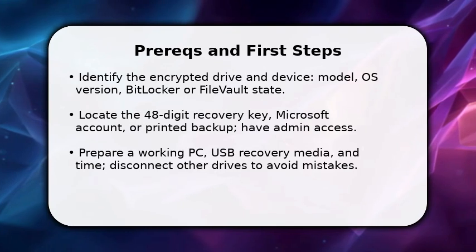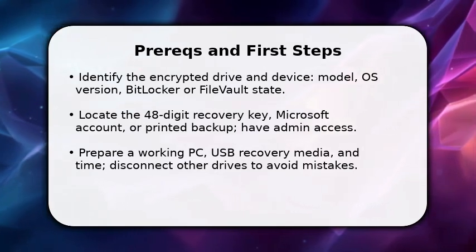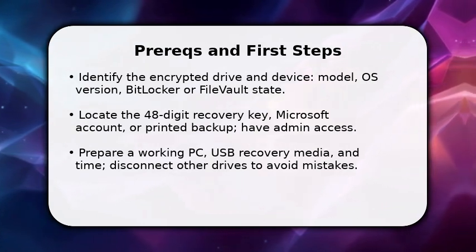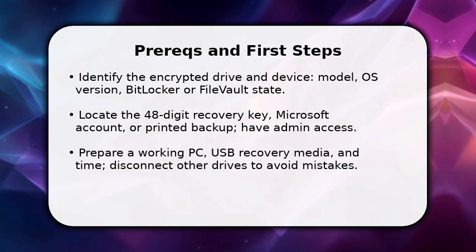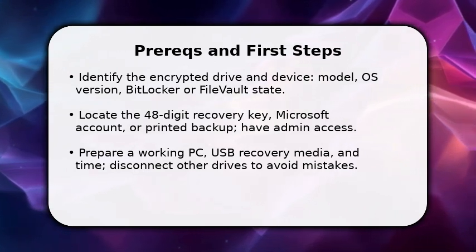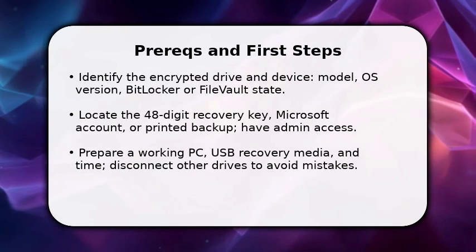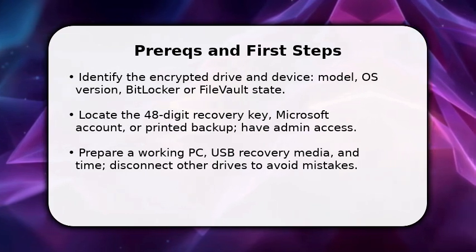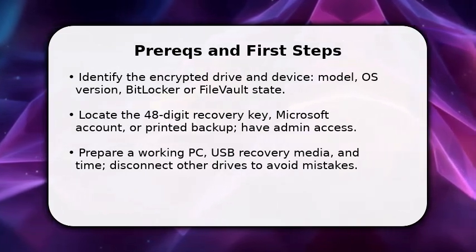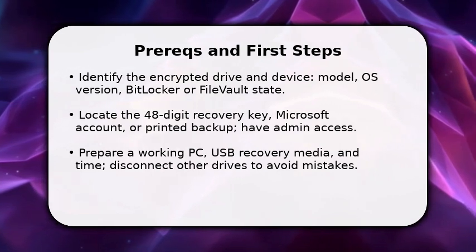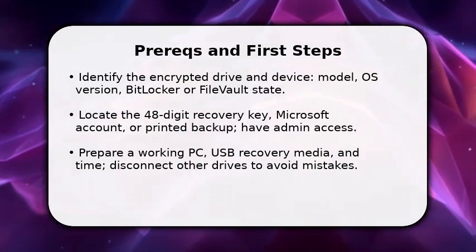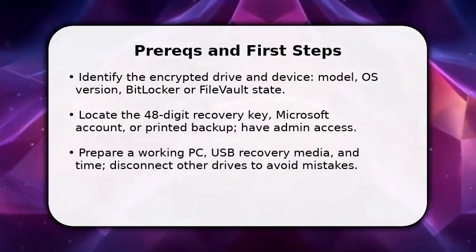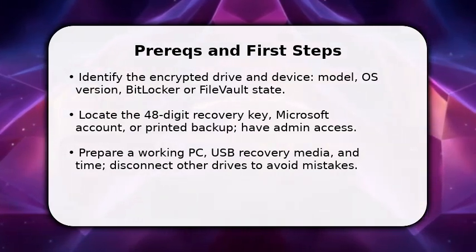You start by verifying which drive needs the recovery key and confirming the encryption type. This matters because solutions differ. Once done, locate your 48-digit BitLocker key or FileVault recovery key in your Microsoft account, Apple ID, printout, or enterprise portal. Make sure you have administrator credentials and a separate working PC and a USB drive ready for recovery tools. Begin immediately by removing external disks to prevent accidental selection. This sets a safe environment and reduces risk while you retrieve the key.